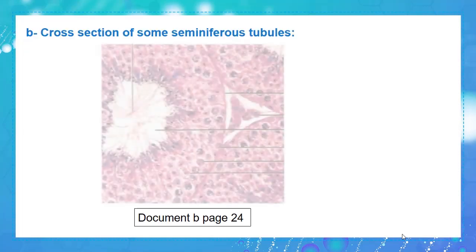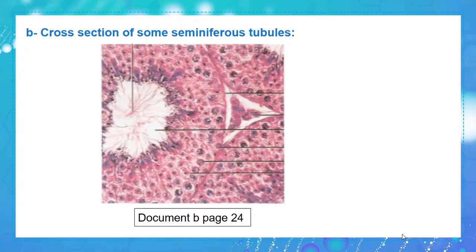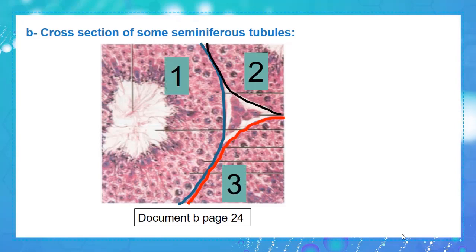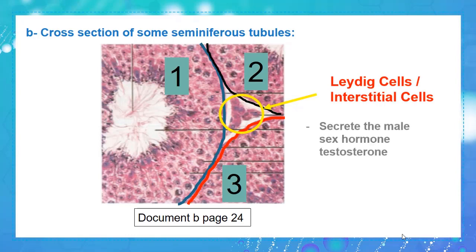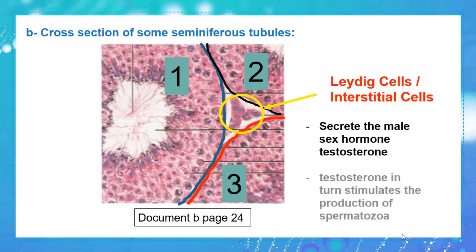So this document shows a cross-section through the seminiferous tubules. In this cross-section, you can detect the 3 seminiferous tubules. In between these tubules, you can observe some cells that are called Leydig cells or interstitial cells. These Leydig cells secrete the male sex hormone testosterone, which stimulates the production of spermatozoa.